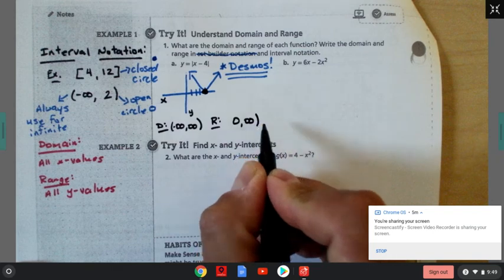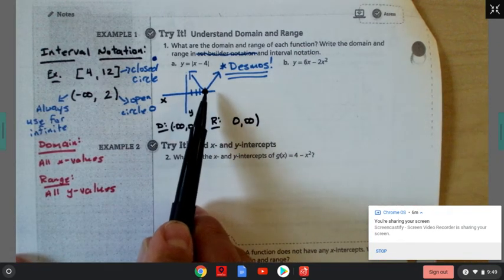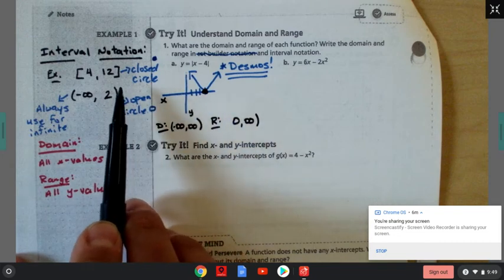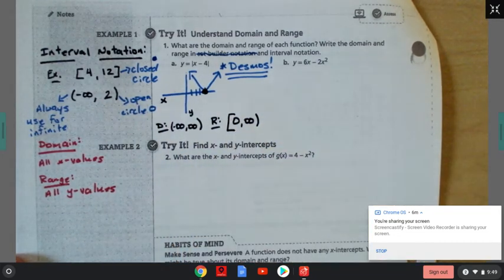Positive infinity always gets a parenthesis, but if you notice, this circle is filled in. And since that circle is filled in and closed, we are going to use a bracket around that 0. So that is the domain and range for the very first problem.